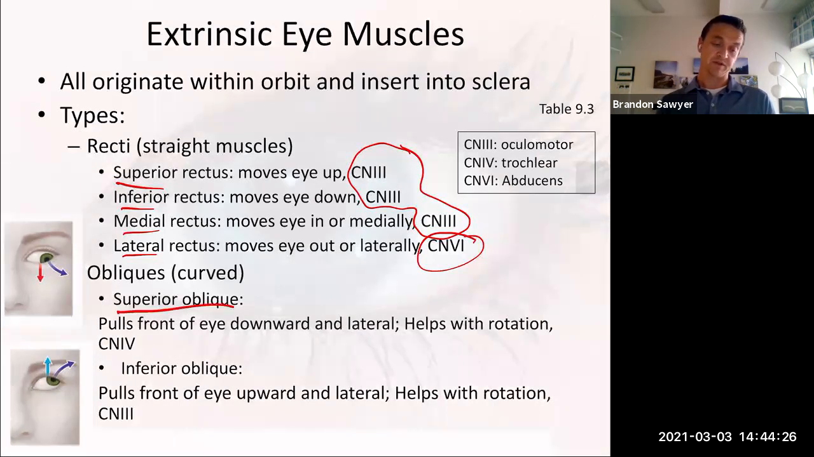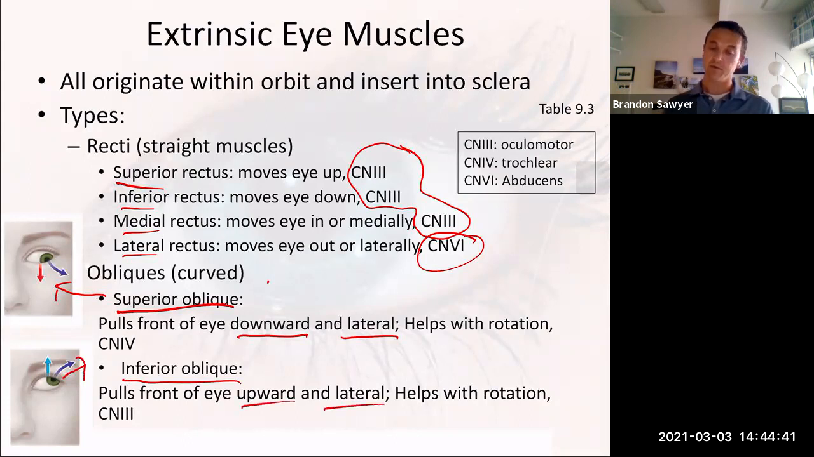Then we have the superior oblique, which does this. So we want to think of that as down and lateral, or down and out. And then we have the inferior oblique, which does this, up and out, so upward and lateral. Both of those help with rotation. You can see this one's cranial nerve 4, and this one's back to cranial nerve 3. So you've got 3 different cranial nerves that control these muscles, and it's important for you to know which ones control which.